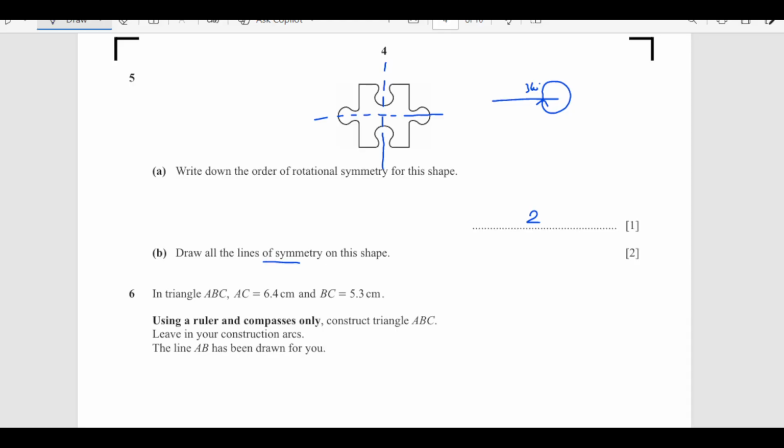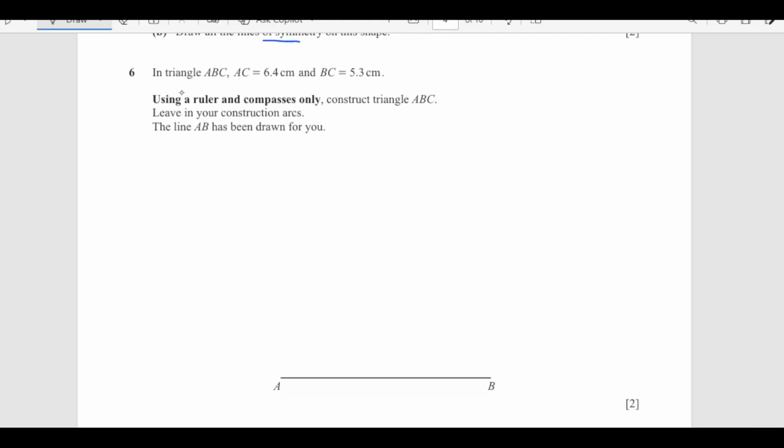Now number 6, in triangle ABC, AC is 6.4, BC is 5.3. Using ruler and compasses only, construct triangle ABC. Leave your construction arcs. AB is drawn for you. So AB we have here. Let me draw the rough diagram. We have A, B, and C will come somewhere here. It can be any shape, far or near to A and B. So AC we have 6.4 like this, and BC we have 5.3.